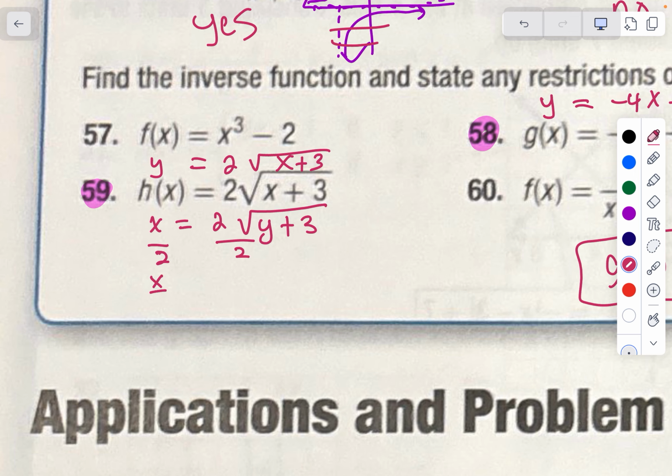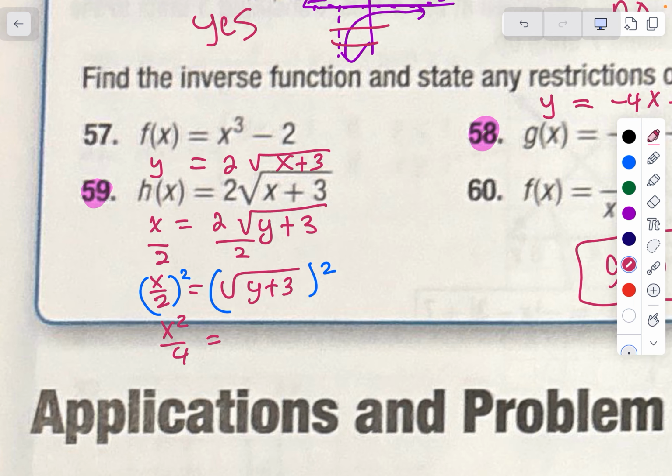So we get x over 2 equals the square root of y plus 3. The reason we do that is so the square root is alone, so we can square both sides. Now, when we square a fraction, don't overthink it. Just square the top, square the bottom, nothing fancy. So that's going to be x squared over 4.